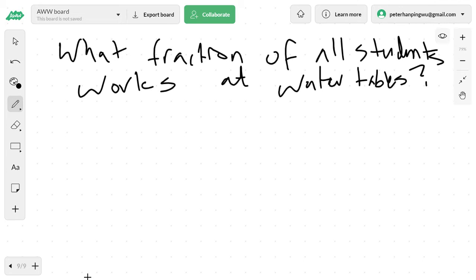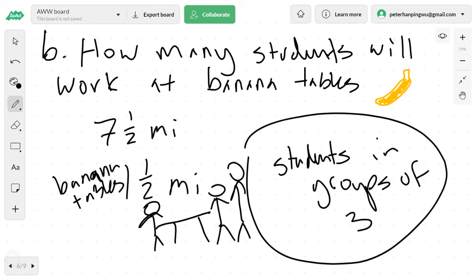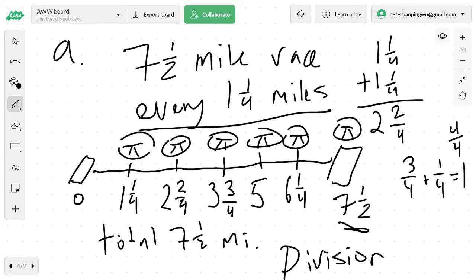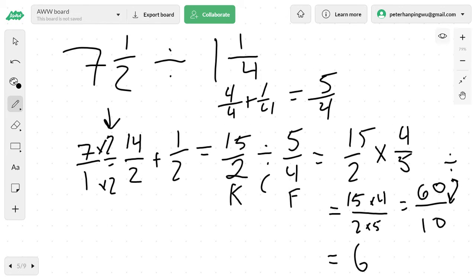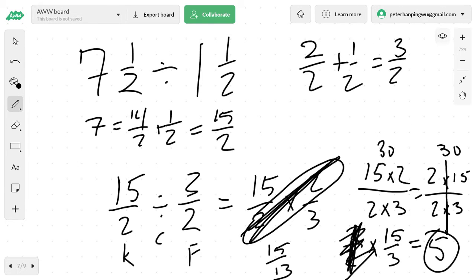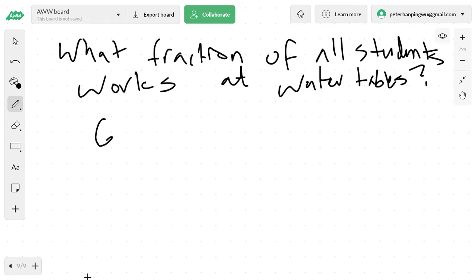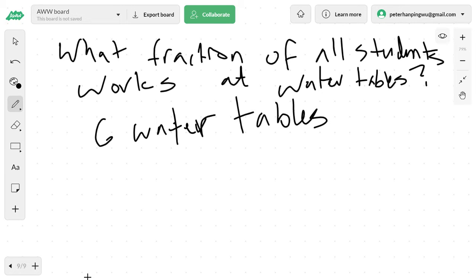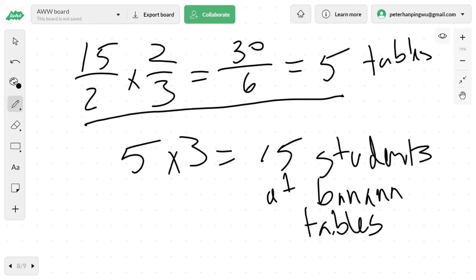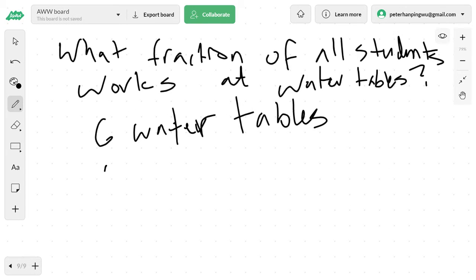So do we know how many students are working at water tables? We know that there's 6 water tables, right? We've got a total answer of 6 water tables, WT, water tables. So there's 6 water tables, so I'm going to write that down over here. But we don't know how many people are there. We do, however, know that there's 15 students at banana tables.